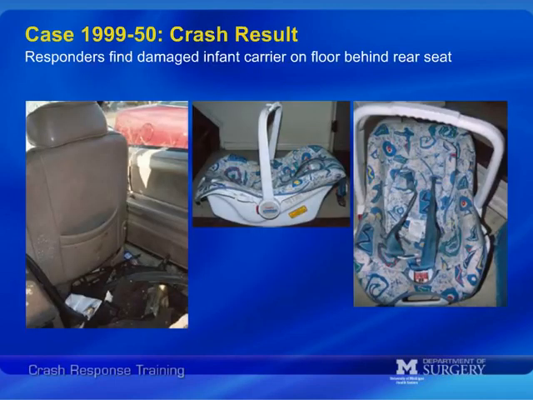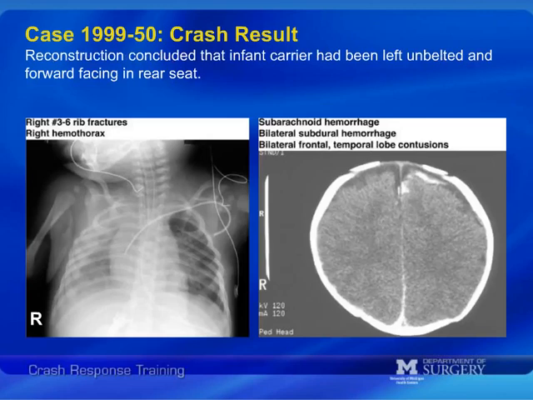At the scene, the responders found a damaged infant carrier on the floor next to the rear seat. And you can see here the area where the seat was found, down in the well here behind the passenger seat. You can see there was twisting and buckling of the handle on the infant carrier. Based on much evidence gathered there at the scene, what we concluded with our reconstruction was that while the child was strapped into the infant carrier, the carrier had been left unbelted and forward-facing in the rear seat. So during this crash, the infant and the carrier went flying forward, striking that seat.